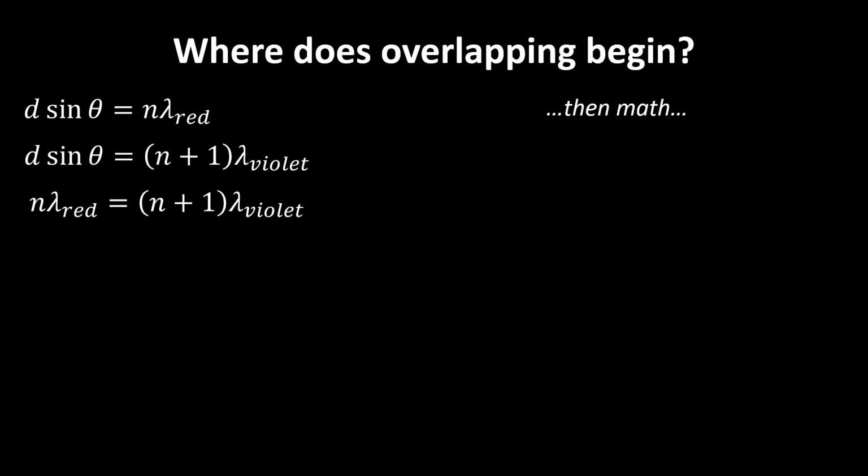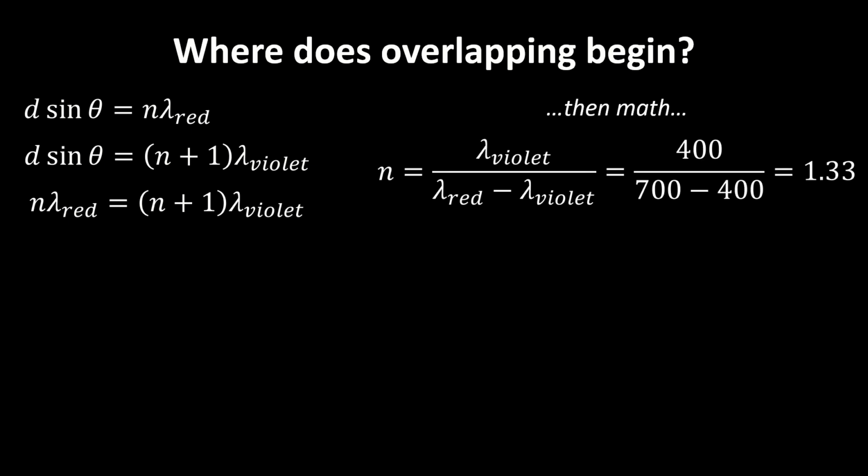Okay, I'm not going to go through how to rearrange that, but basically you get this. Okay, n is the wavelength of violet divided by the difference between the red and the violet wavelengths, which is 1.33. That means that once you get beyond n equals 1.33, the spectra overlap. That means that the only spectrum that doesn't overlap with another one is the n equals 1, or the n equals 0. If you go to n equals 2 or further, the spectra all overlap.